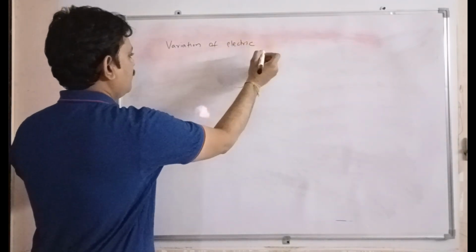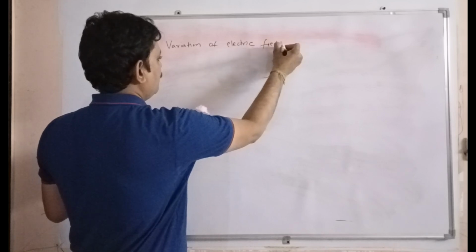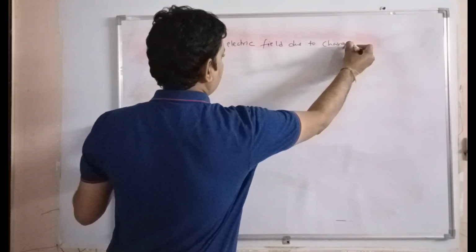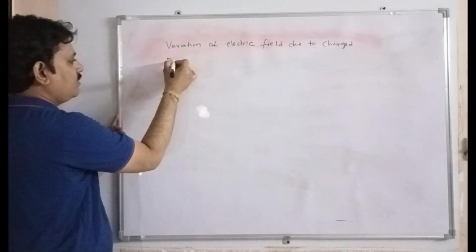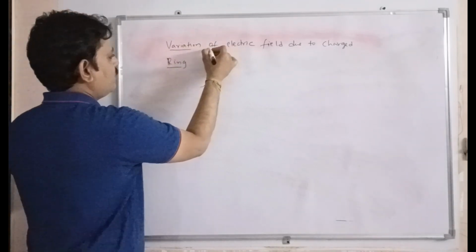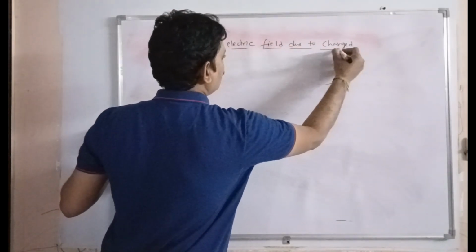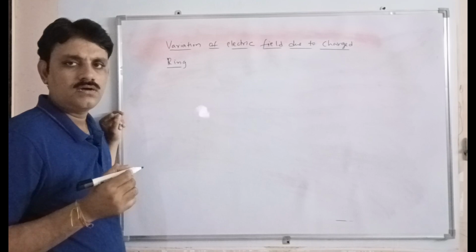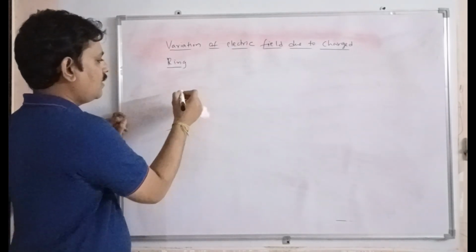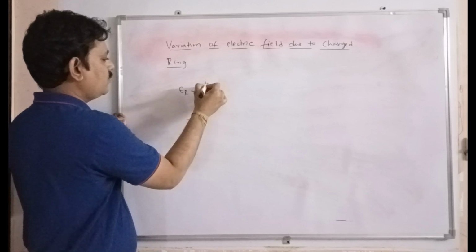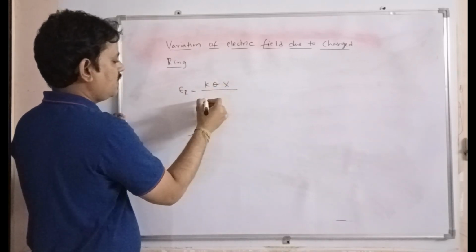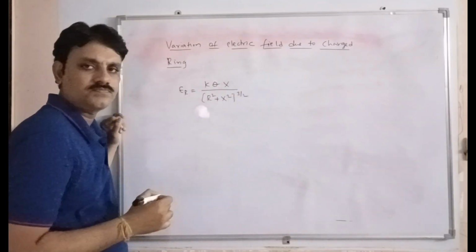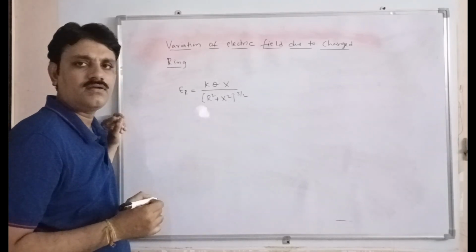Let us see the variation of electric field due to a charged ring. Actually, where the electric field will be maximum, we are going to identify the point where the electric field will be maximum with respect to a charged ring. Already we calculated the resultant electric field is equal to k into q into x by r square plus x square whole power 3 by 2. This is the electric field.